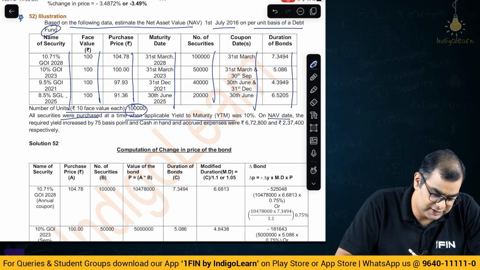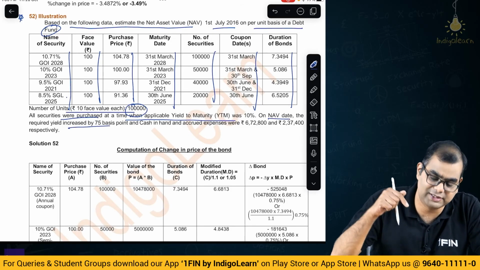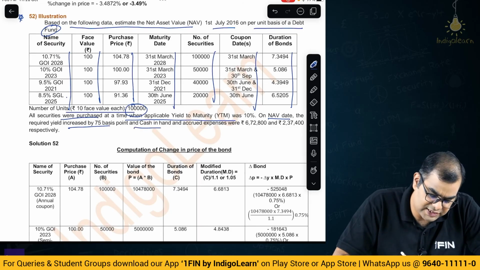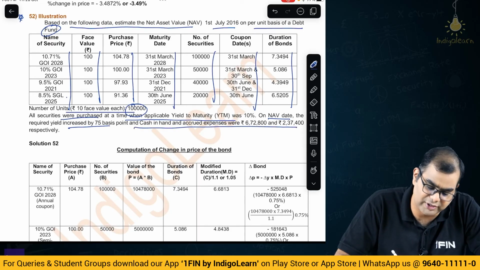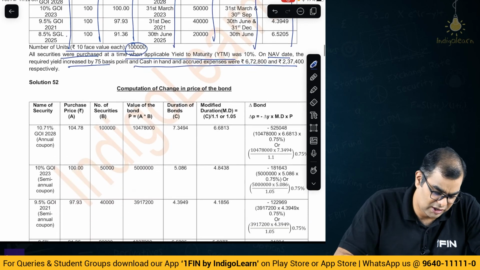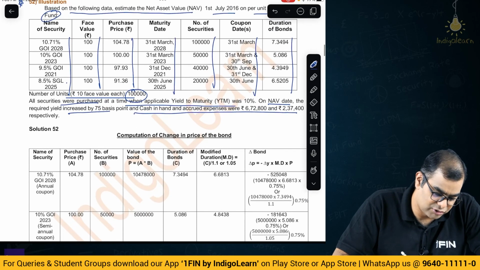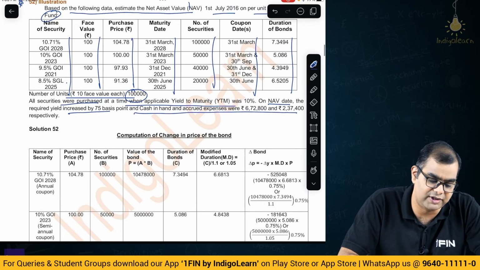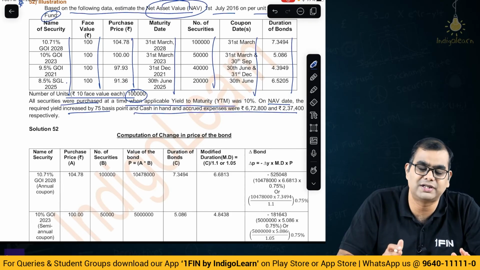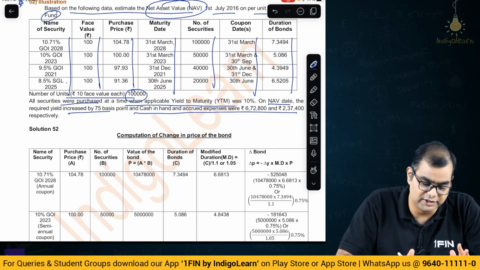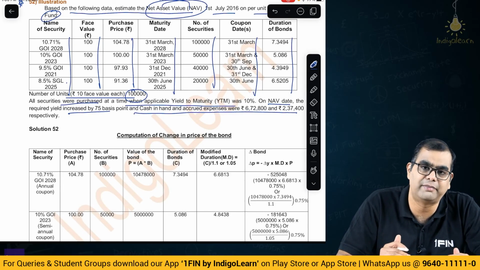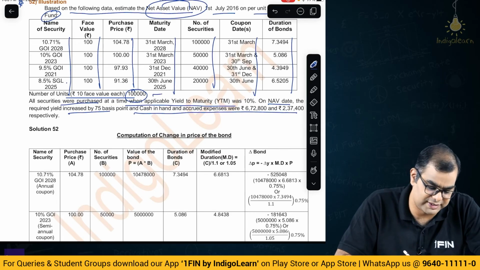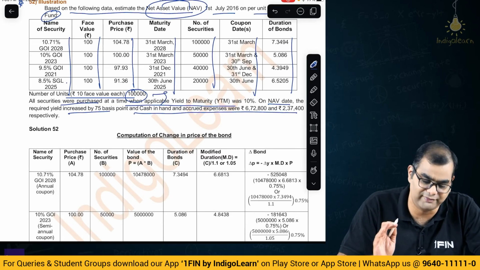On NAV date, the yield increased by 75 basis points. If yield increases, price comes down. And cash in hand and accrued expenses were 6,72,000 and 2,37,000. This we will see later. Okay. Now, what is it that you are supposed to compute? Base the revised NAV. How will you compute revised NAV? NAV is just the total value of all these bonds as on a specific date divided by the number of units in the portfolio. They basically have 1 lakh units, so we divide by 1 lakh, that's all.